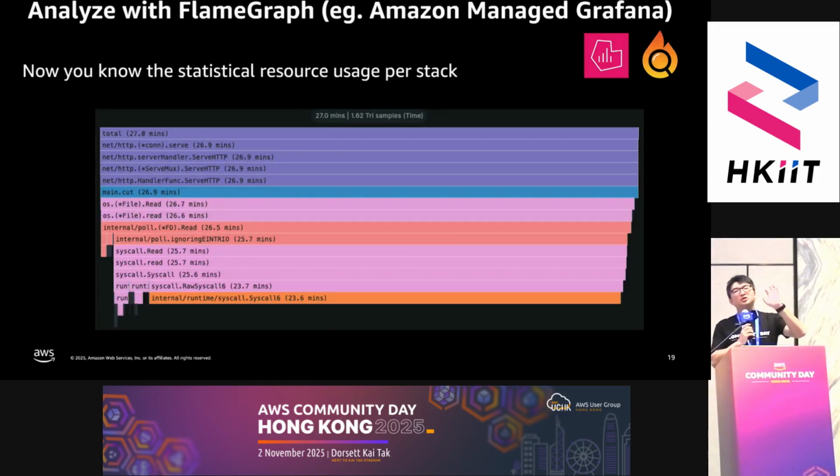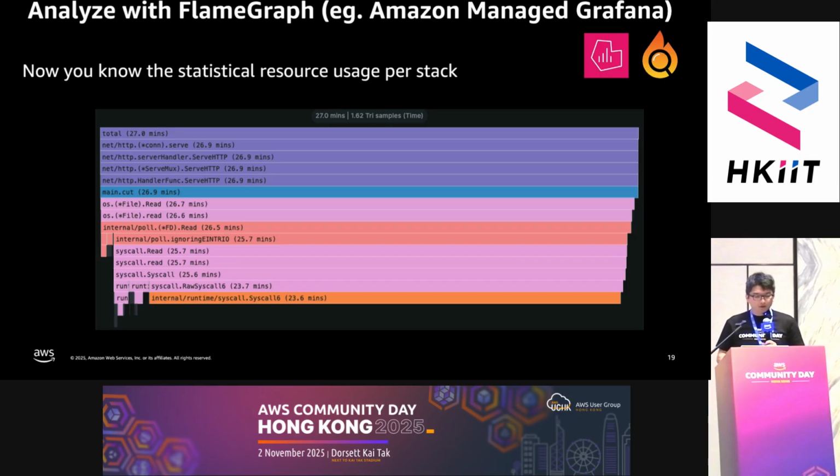So you instrument your application for profiling, and then start collecting the data, and now you can start the analysis part. This is a screenshot from Amazon Managed Grafana along with the Pyroscope plugin. So now you know the statistical resource usage per stack, okay? And this graph is called a flame graph, which is the famous way to visualize profile data, invented by Brendan Gregg.